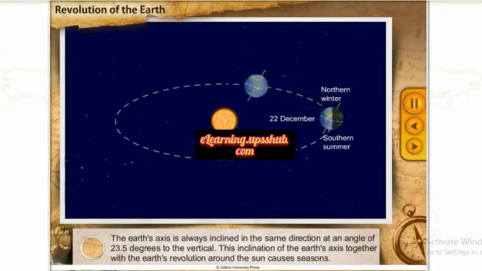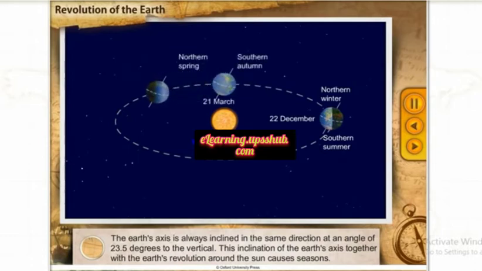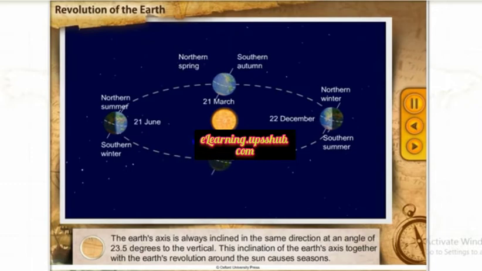You can see in the northern hemisphere we have winter, and in the southern hemisphere we have summer. On the 22nd of December, you can see that we always experience winter, because the sun is not facing the northern hemisphere.